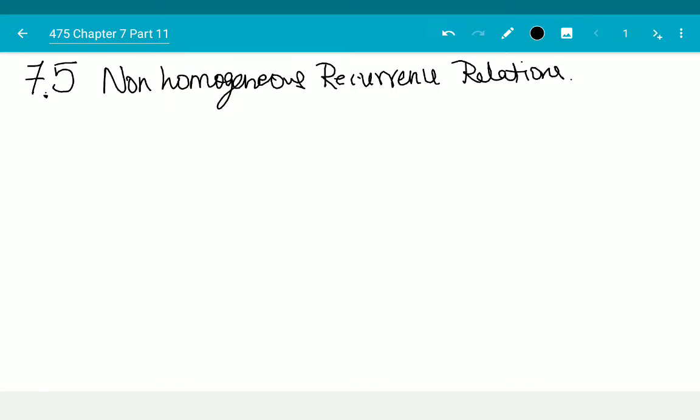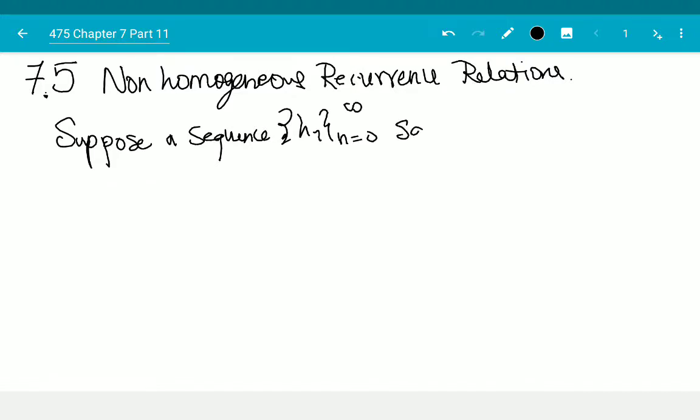Okay, so just a reminder, what does it mean for a recurrence relation to be non-homogeneous? Suppose there is a sequence h_n, n equal to 0 to infinity, that satisfies a recurrence relation.